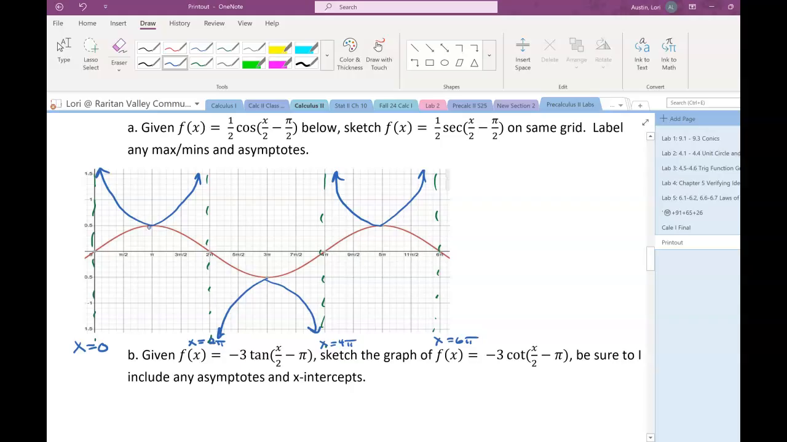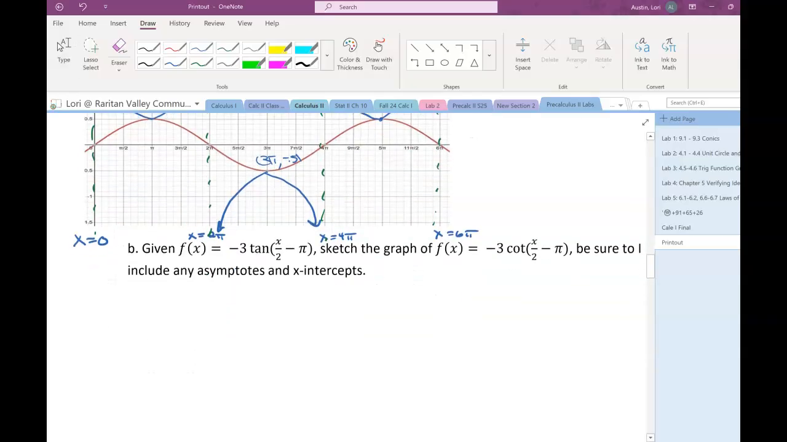Asymptotes are equations of a line. Max and mins are point values. Sorry, this first one would be (pi, 0.5), then (3 pi, negative 0.5), and (5 pi, 0.5). So I do want you to label the asymptotes and the max and mins for this particular graph.